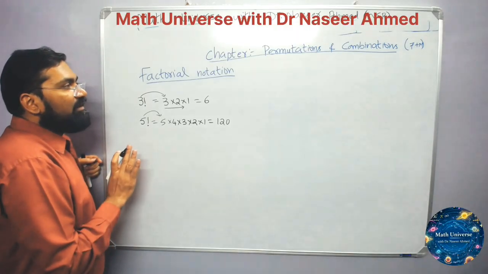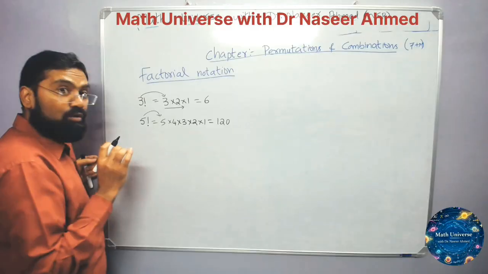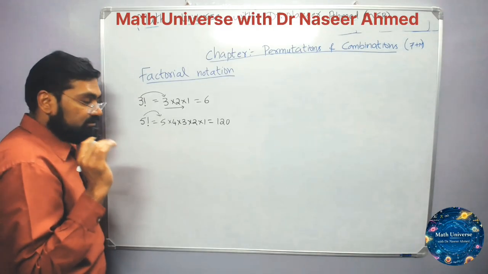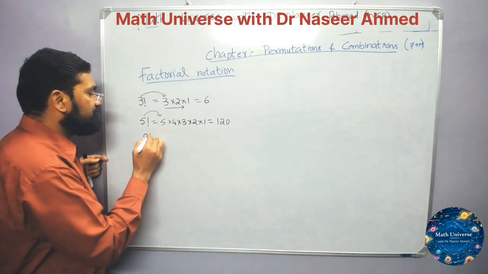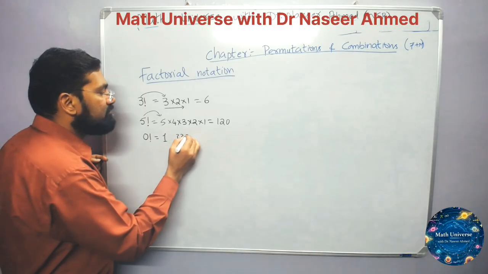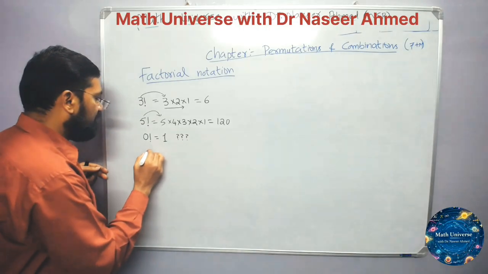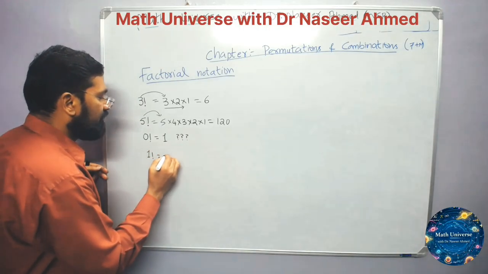And this is only defined for whole numbers. It means 0 also. 0 factorial is 1. Surely I know how, sir. Be patient, I'll give the explanation for that. And similarly, 1 factorial will be what? 1.